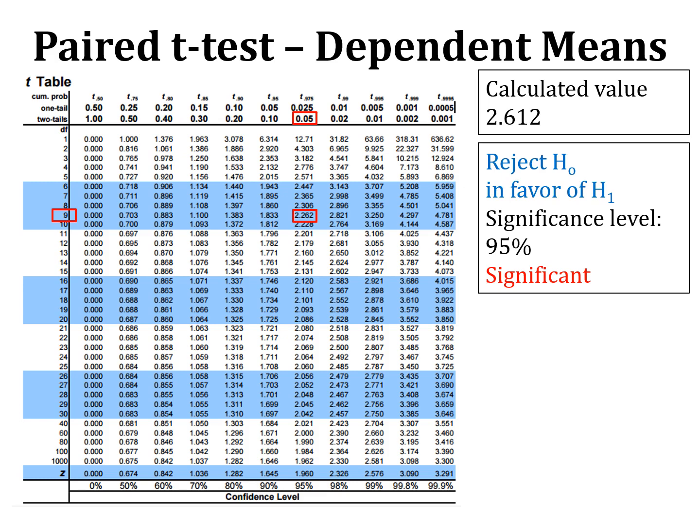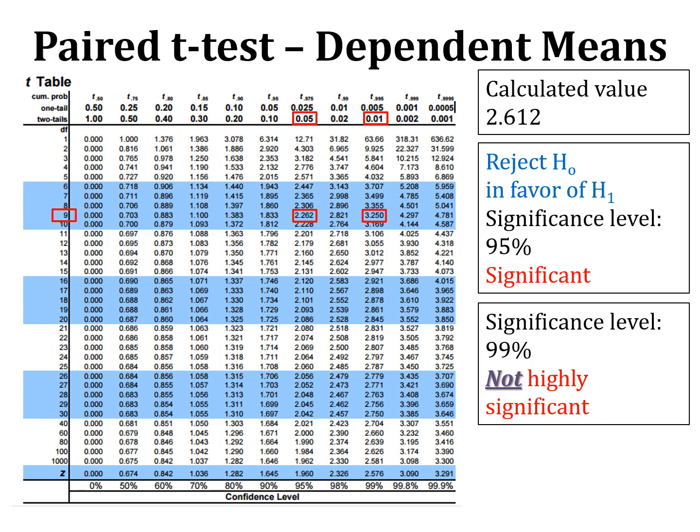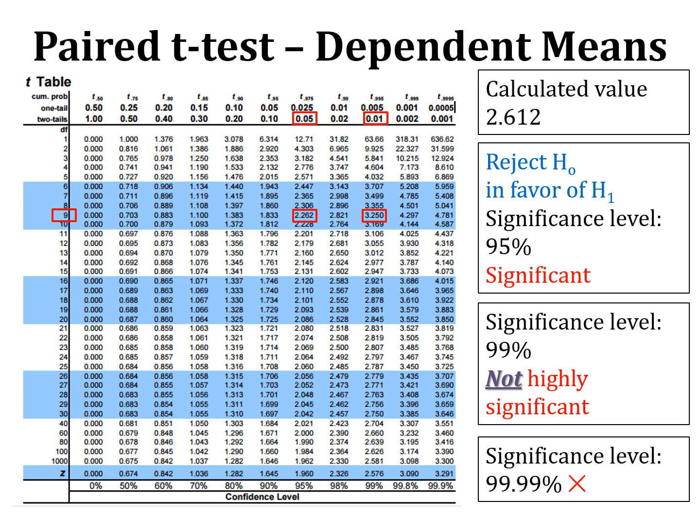Now we want to see if it is significant at the next level of significance as well. The next level of significance is 0.01, and the table value is 3.250. So in this case we can see that our result is not highly significant. It is not significant at the probability of 0.01. So there is no point in checking for the next significance level of 99.99% or probability of 0.001.